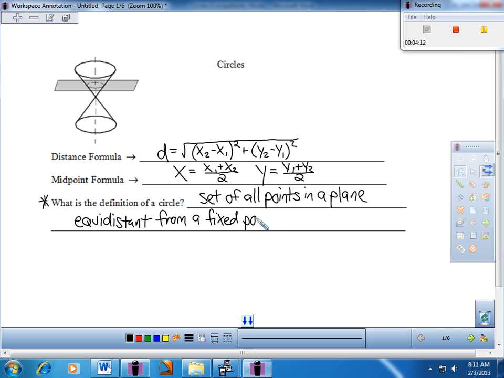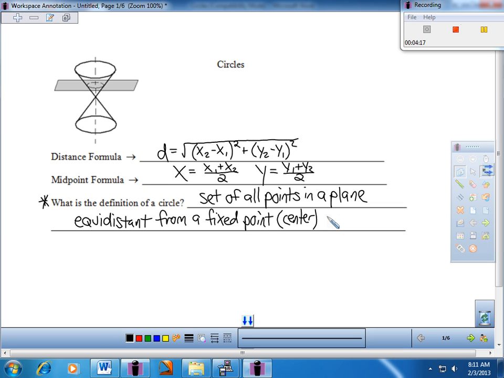And I hope everybody realizes that that fixed point is going to be the center of the circle. So I'm going to go ahead and put that in. And it's good, but it's not great. I would ask for one more piece to this little definition here. So let me read through it one time, and let's see if we can just add one other piece to the puzzle. So: set of all points in a plane equidistant from a fixed point.